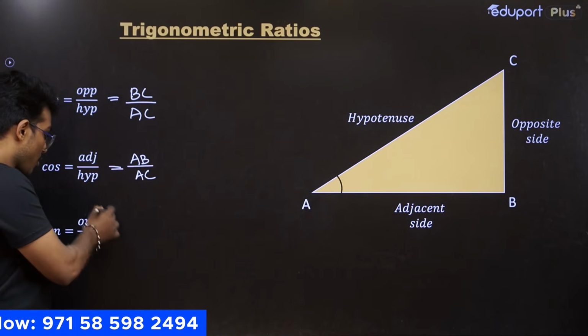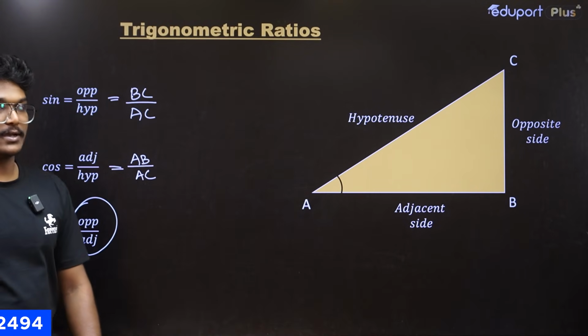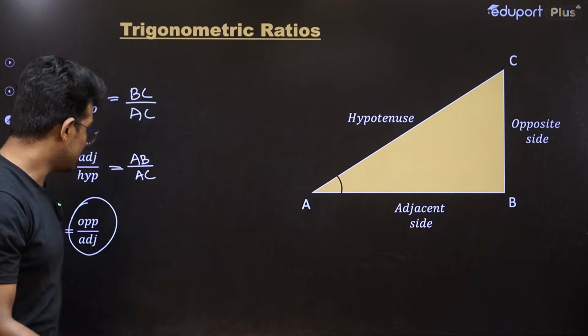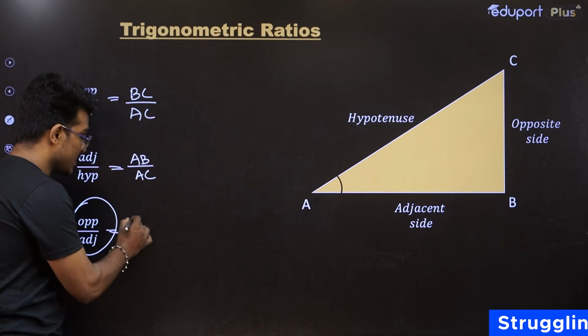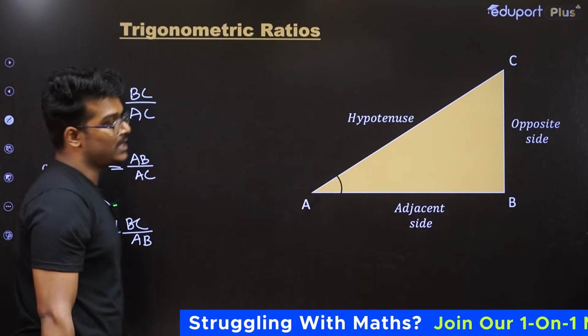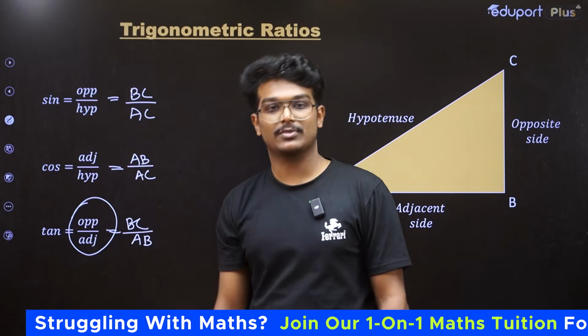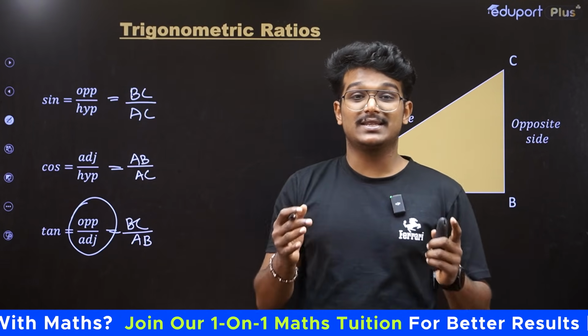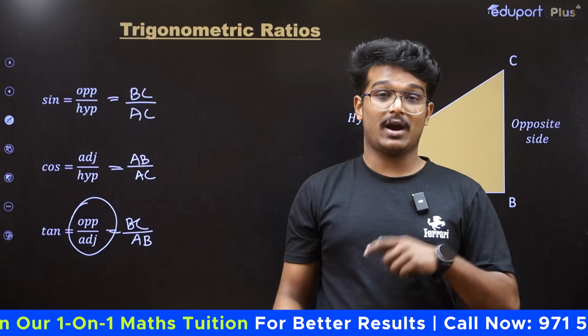Okay, then the third one is tan. Tan is equal to opposite side by adjacent side. Which is the opposite side? Opposite side is BC and the adjacent side is AB. So BC by AB. Okay. These are the basic three trigonometric ratios and we have three more.